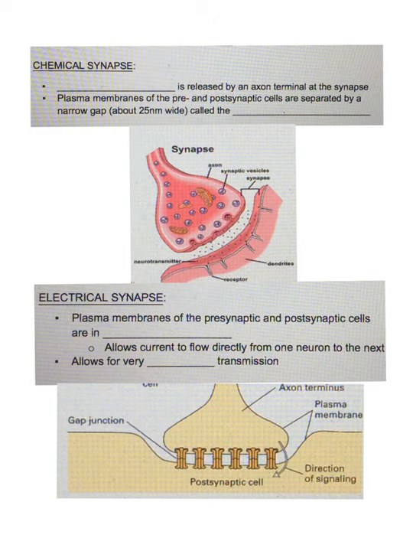So the first type is a chemical synapse, and the chemical synapse means that instead of being directly connected, there's always a gap in between the two neurons. So this neuron here and this neuron, there's a gap here, okay? And that gap allows the neuron to send little chemicals, which in the case of synapses we call neurotransmitters.